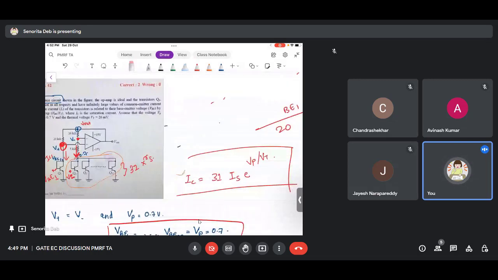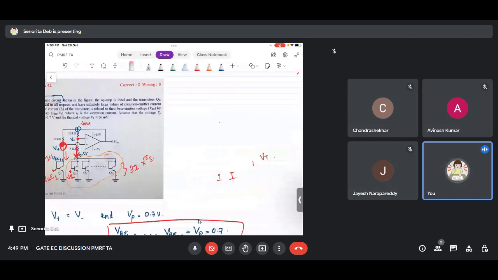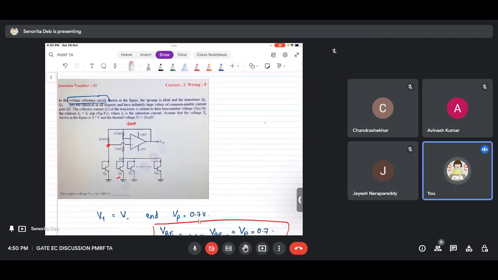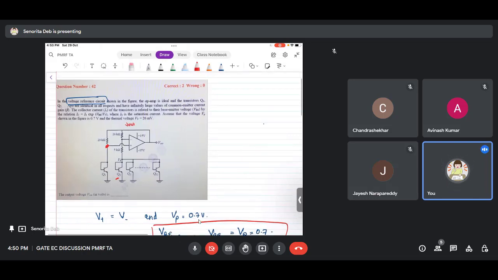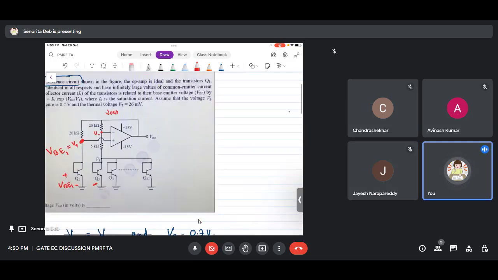So let me just repeat it for you, otherwise it will get complicated. What we have done is, we have taken this point as V minus, this is V plus, and V plus is nothing but VBE1, right? And now from here, I can put a loop: V minus minus V out by 20 equal to Vp minus V minus by 5. This can be one equation.